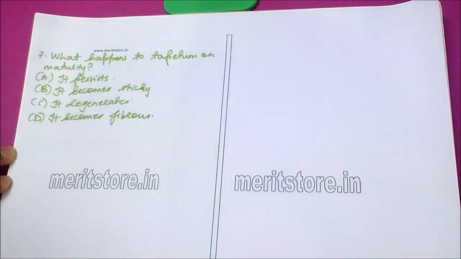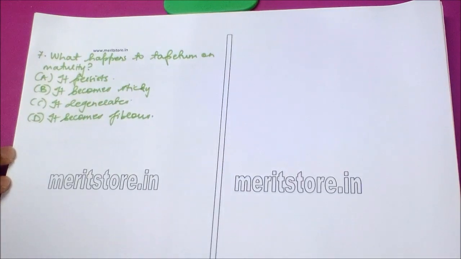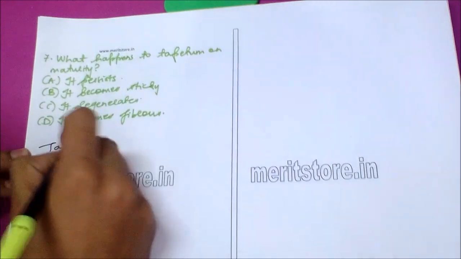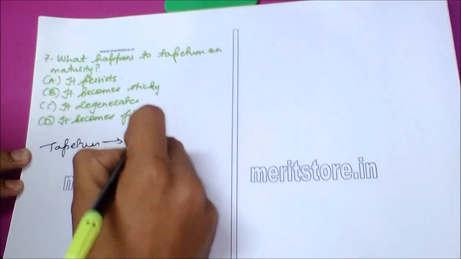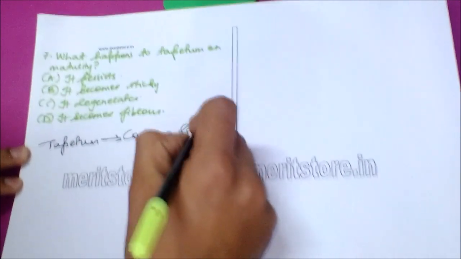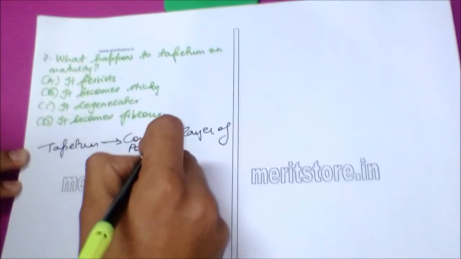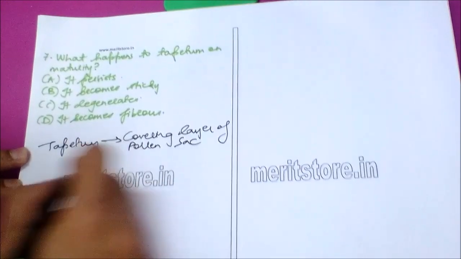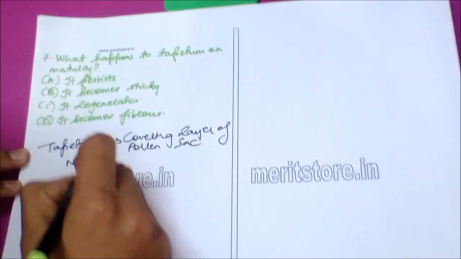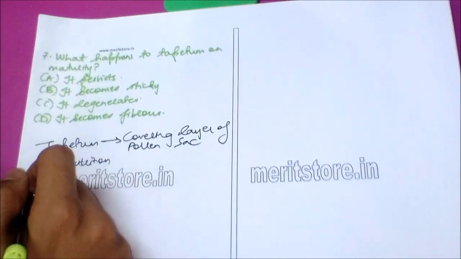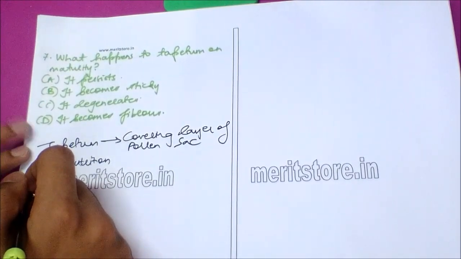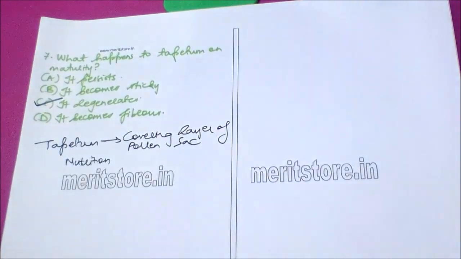Our next question is: what happens to tapetum on maturity? Option A, it persists, option B, it becomes sticky, option C, it degenerates, and option D, it becomes fibrous. The tapetum is the covering layer of the pollen sac, which during the formation stage helps in nourishment or nutrition. However, on maturity it is seen to degenerate. So the answer to this question is option C.